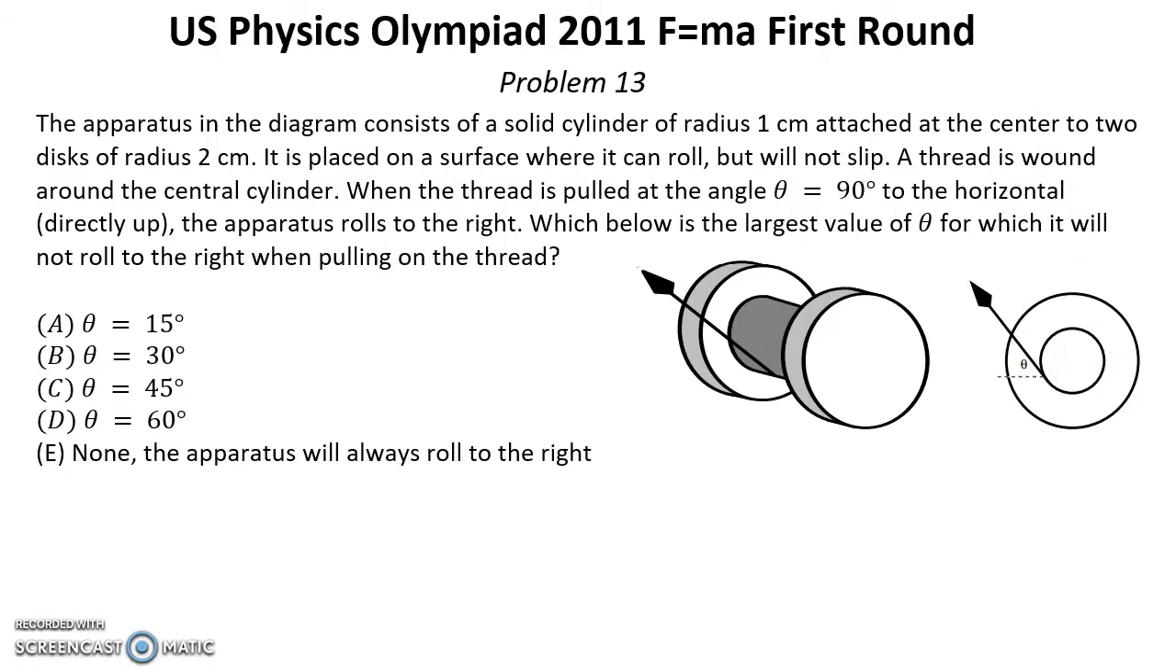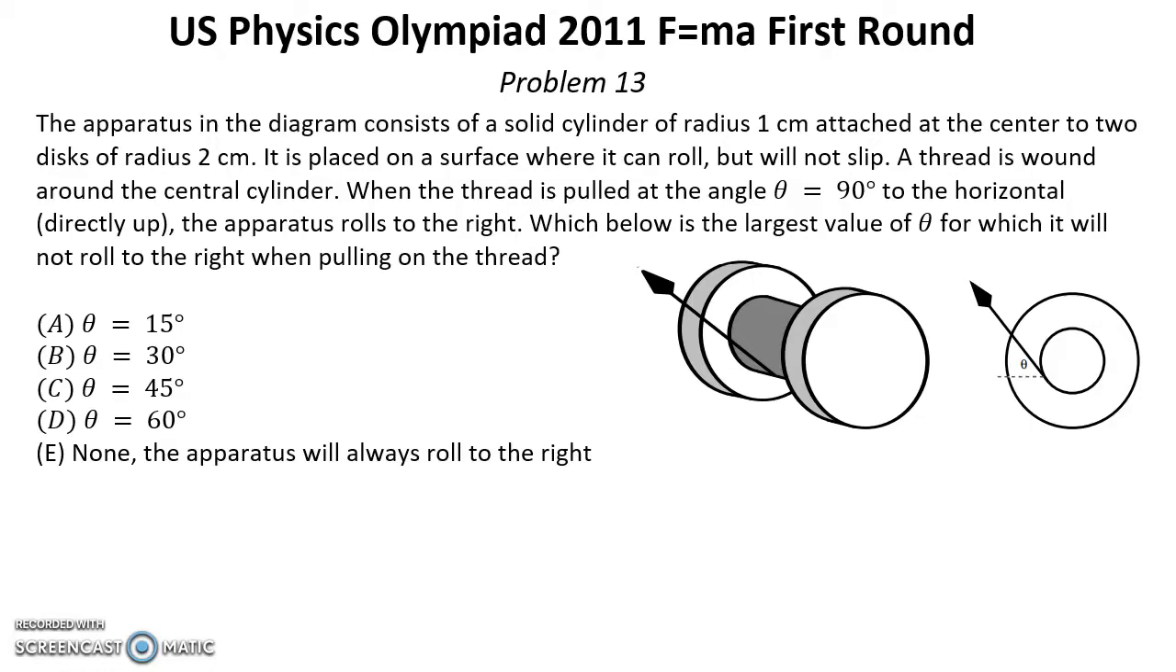Problem number 13. Solution for this problem you can find below this video in the description reference. The apparatus in the diagram consists of a solid cylinder of radius 1 cm attached at the center of 2 discs of radius 2 cm. It is placed on a surface where it can roll but will not slip. A thread is wound around the central cylinder.